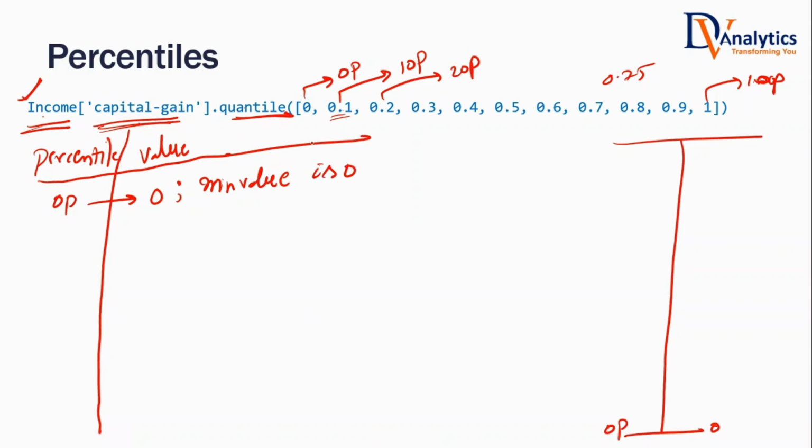Are there any negative values in capital gain? No, sir. Why are you so sure? How can you be so sure? If there would have been any negative values, then the 0 percentile would have been that value, isn't it? Some negative value.